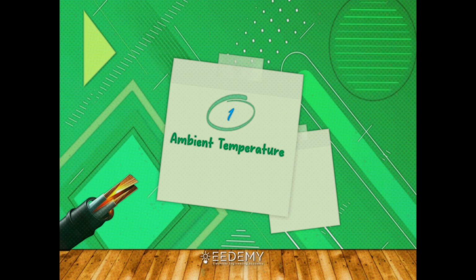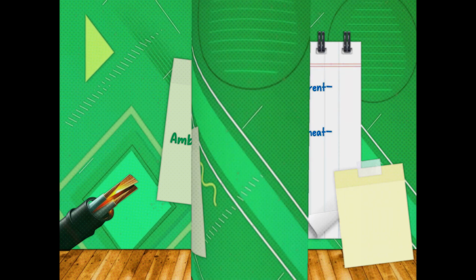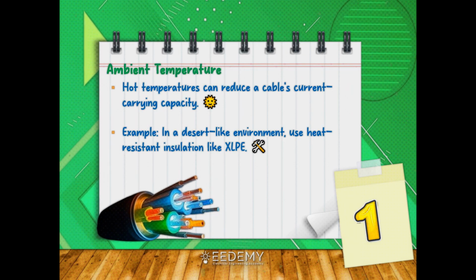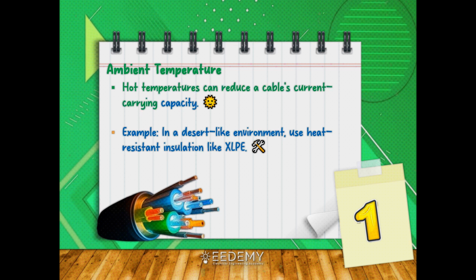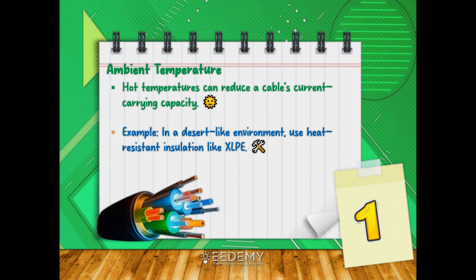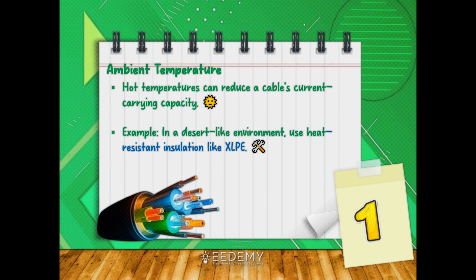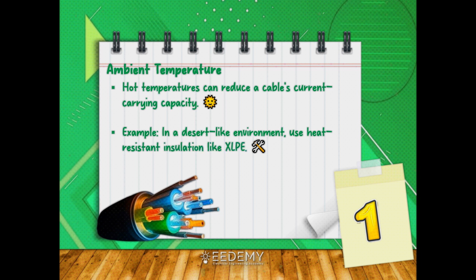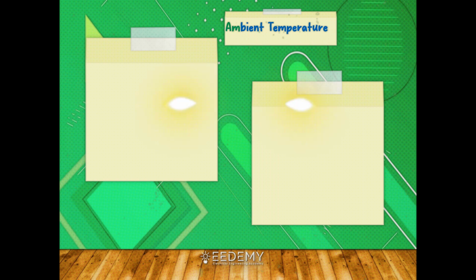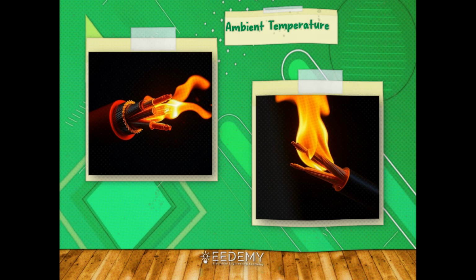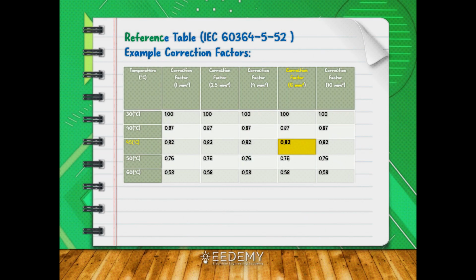Factors influencing cable selection. 1. Ambient temperature factor. Heat reduces a cable's ability to carry current. If you're working in a desert-like environment, you may need to upsize your cables. Scientific impact: when ambient temperature rises, a cable's current carrying capacity decreases due to the increase in its internal temperature. According to standards like the NEC or IEC 60364-2, you should consult current correction tables based on temperature.